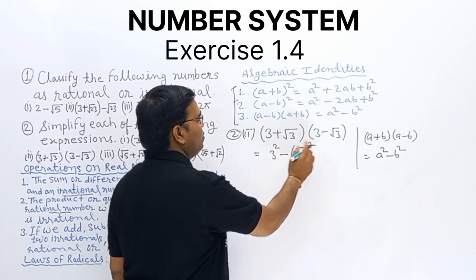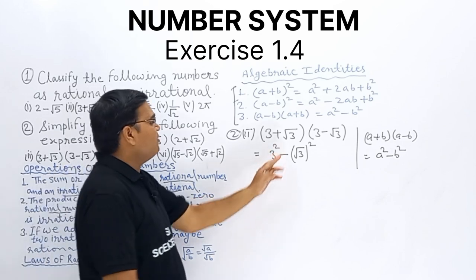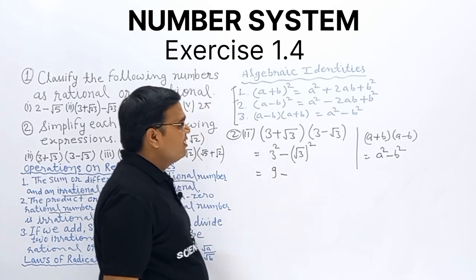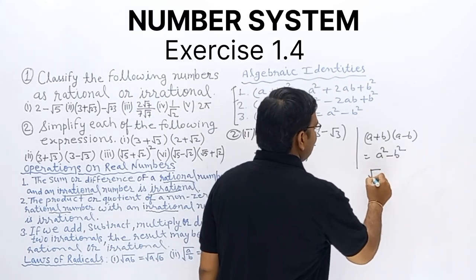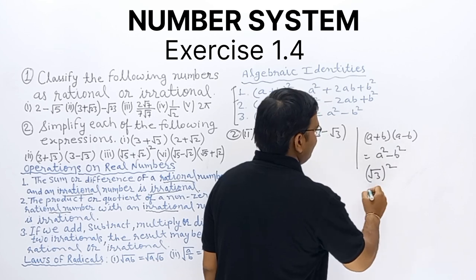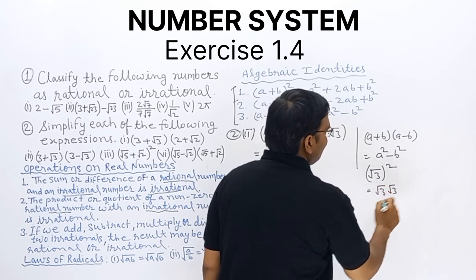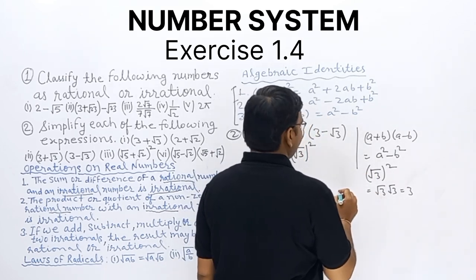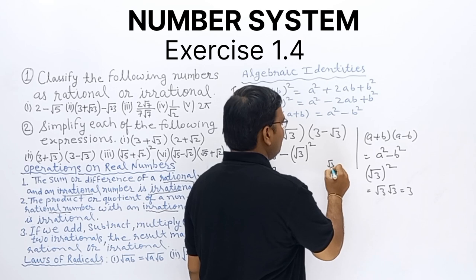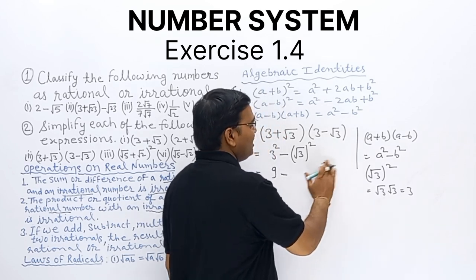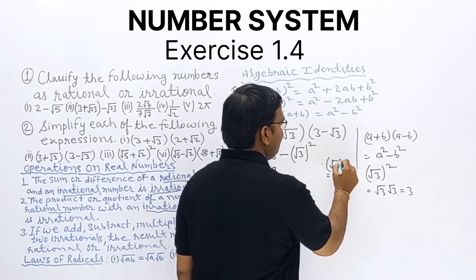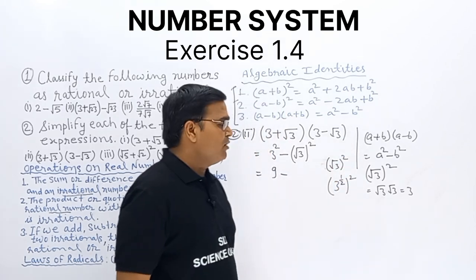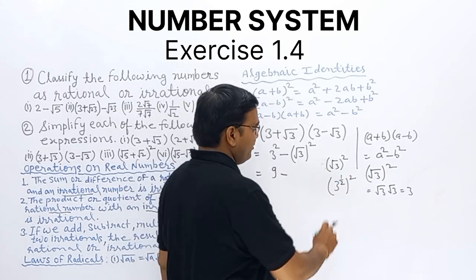Now 3 square will be 9, minus root 3 square. Root 3 square means what? Root 3 whole square is root 3 into root 3, then the root will be cancelled and the result will be 3. Or another way: root 3 can be written as 3 power 1 by 2, so root 3 whole square is 3 power 1 by 2, whole power 2.